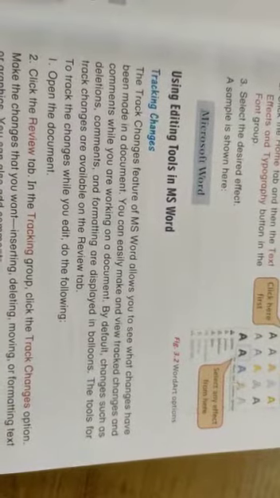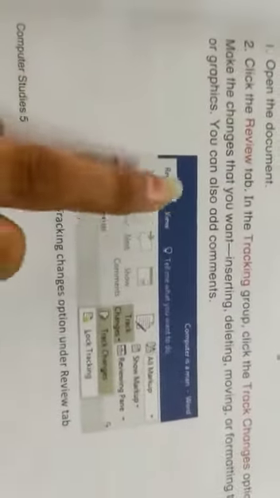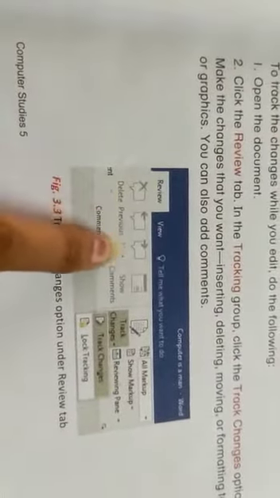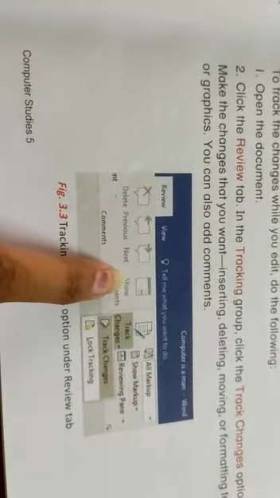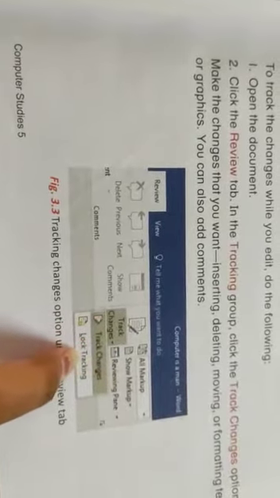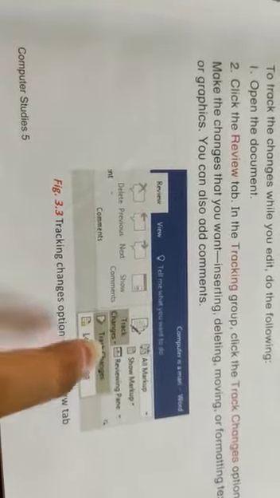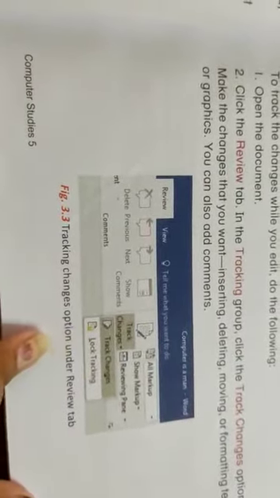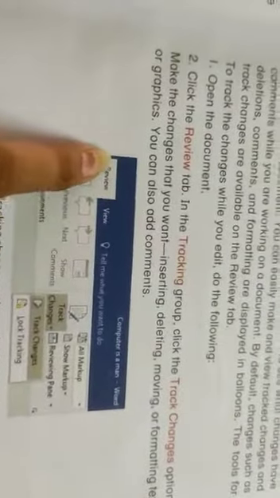The tools for Track Changes are available on the Review tab. Where are these things given? In the Review tab. You can see this figure. Review tab, delete, previous, next, show comments. And these are the things: Track Changes, lock tracking. You can lock it also. So these are the things which are given in the Review section.